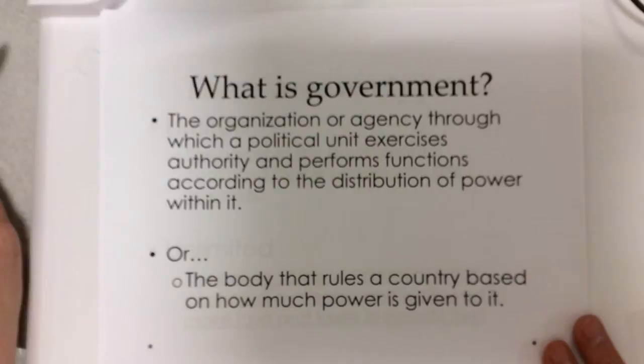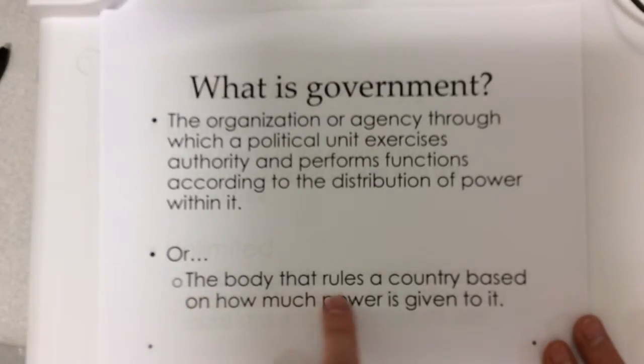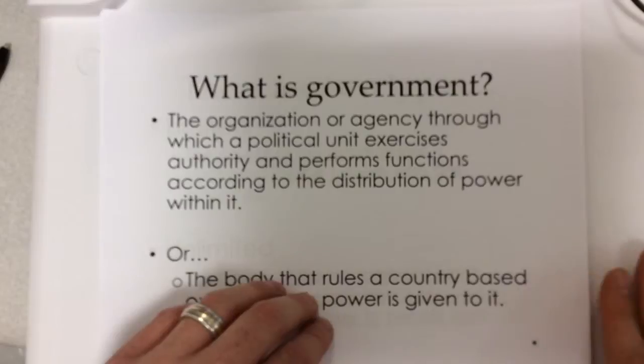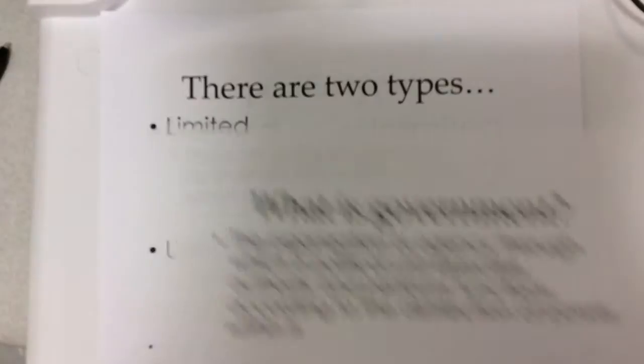So what I always teach is that it's the body that rules a country based on how much power is given to it. So we're talking about the power given to it by the people primarily. So we're going to look at different examples of how different governments are ruling.